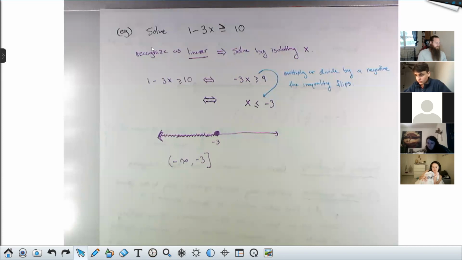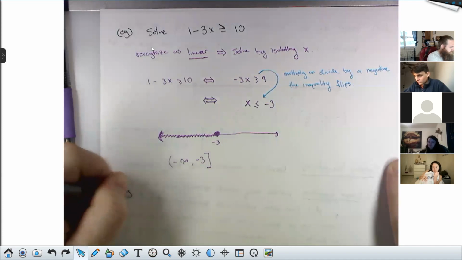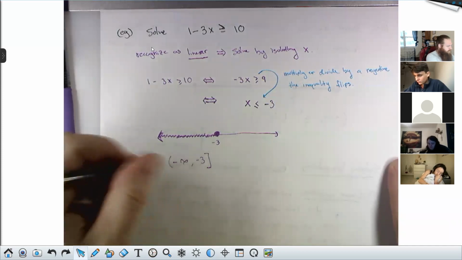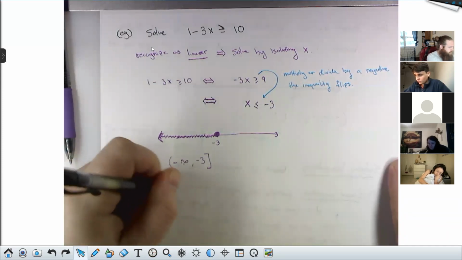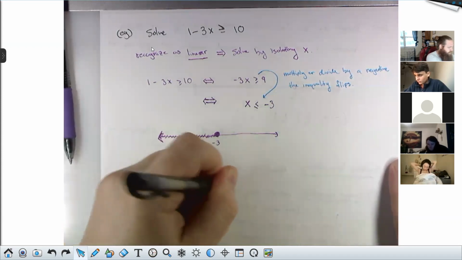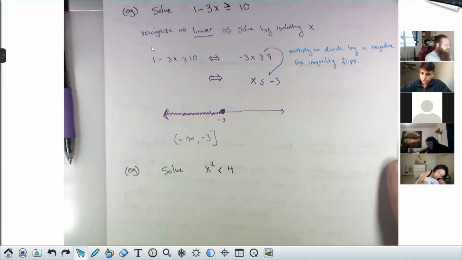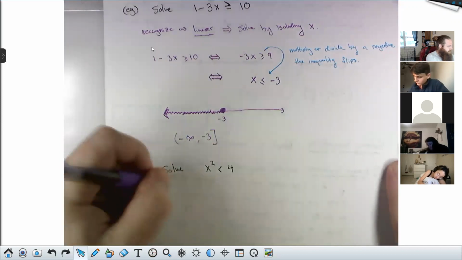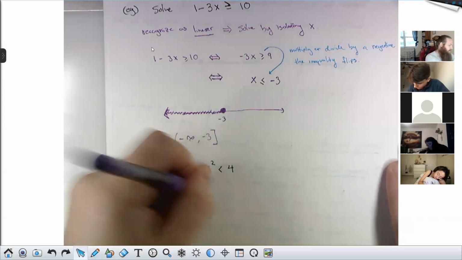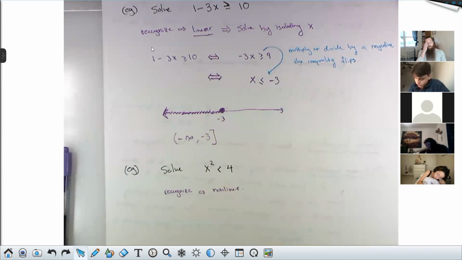All right. The next one, let's address Eric's question. So what about nonlinear inequalities? Can we not solve these algebraically? Well, let's try to solve x squared is less than 4. First, you recognize this as nonlinear because we have that x squared.